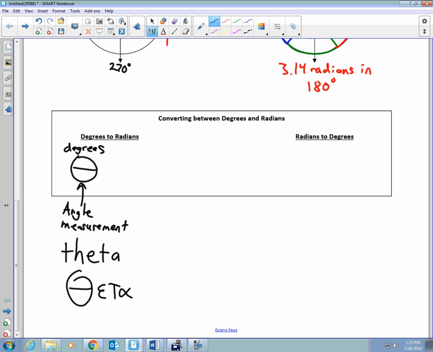In order to go from degrees to radians, we take our angle, whatever degrees it is, and we multiply it by pi, and we divide by 180 degrees. If we have theta in radians and we want to convert it to degrees, we multiply it by 180 and we divide it by pi.